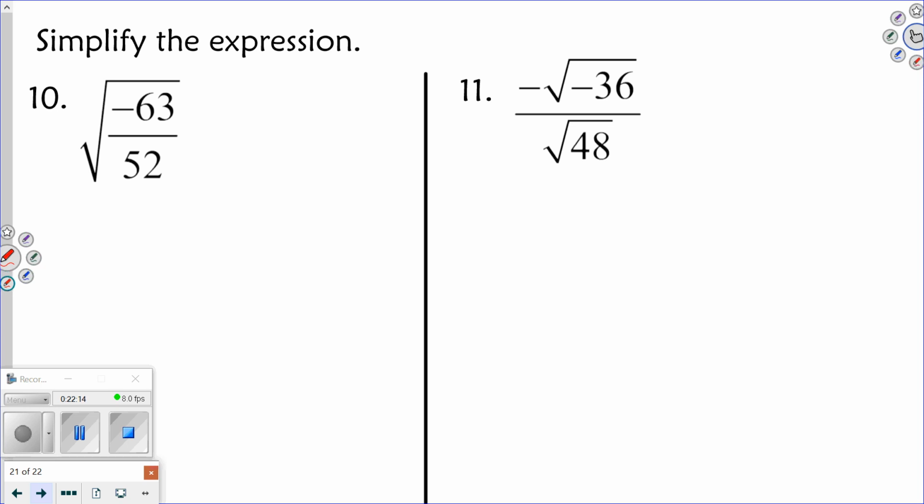Square root of negative 63 over 52. What should I do first? Thank you. Oh, you guys really don't talk to me. Did you? I did. Sorry, talk a little louder. It's all right. All right, so we're going to go ahead and split the radical.